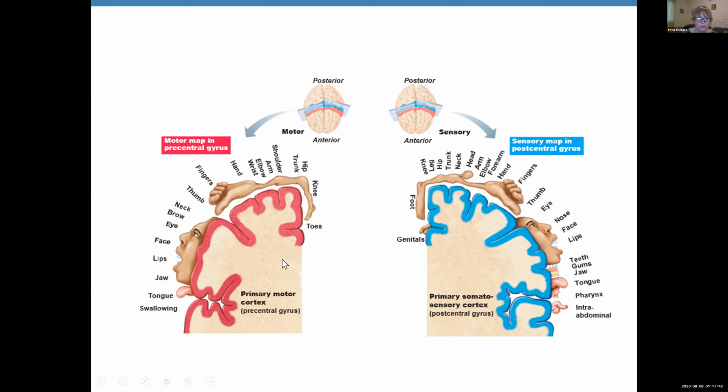If you compare motor cortex and somatosensory cortex, motor will be anterior to the sensory. Sensory cortex is posterior. You can see some similarities, but they're not identical, because sometimes you have lots of sensation in some areas, for example genitalia or abdomen, but you don't have lots of skeletal muscles to move those organs, right? So there are some similarities, but they're not identical.